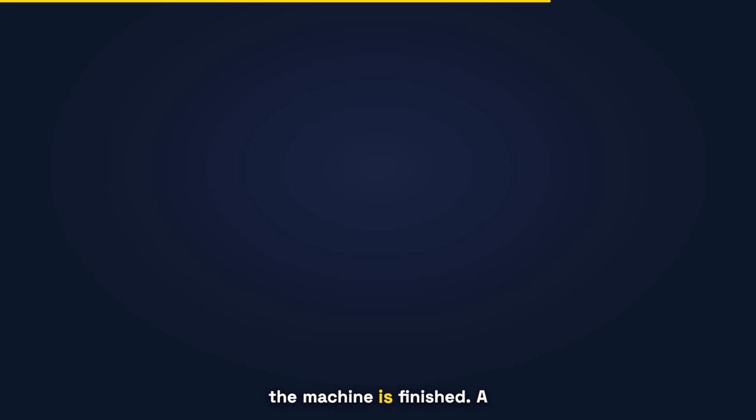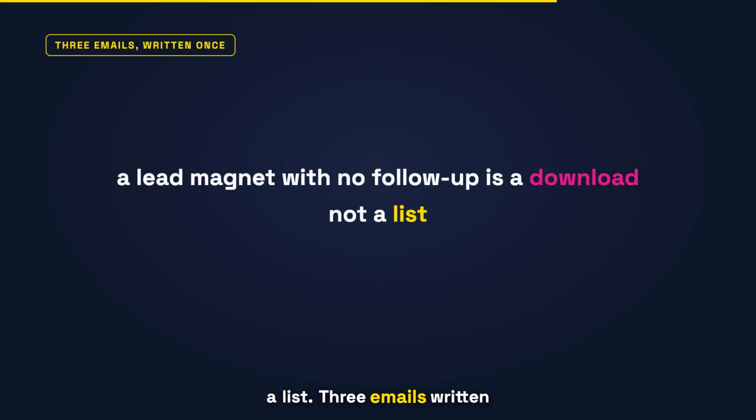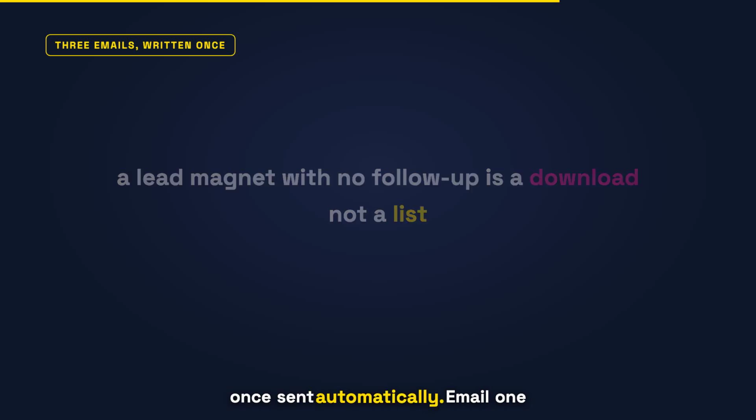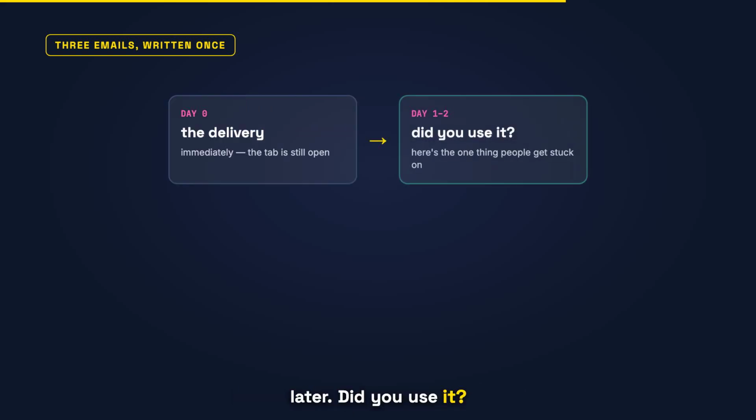One more piece and the machine is finished. A lead magnet with no follow-up is a download, not a list. 3 emails written once, sent automatically. Email 1 is the delivery, immediately. Email 2 a day or 2 later. Did you use it? Here's the one thing people get stuck on. Here's how to fix it.